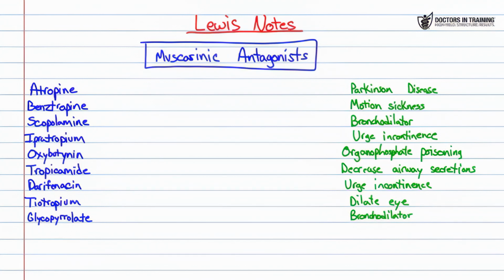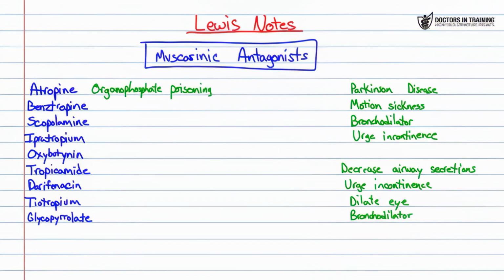And then we've got their uses over here on the right. And this is just another exercise again to get this stuck in our brain. So the first one we have here is atropine. Atropine has a lot of uses, maybe not quite as practical as it used to be back in the past, but we still definitely use it for organophosphate poisoning. So let's grab that one and put that one over there.